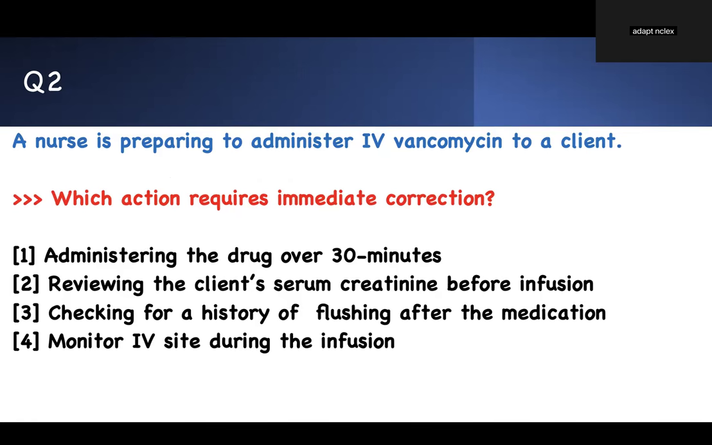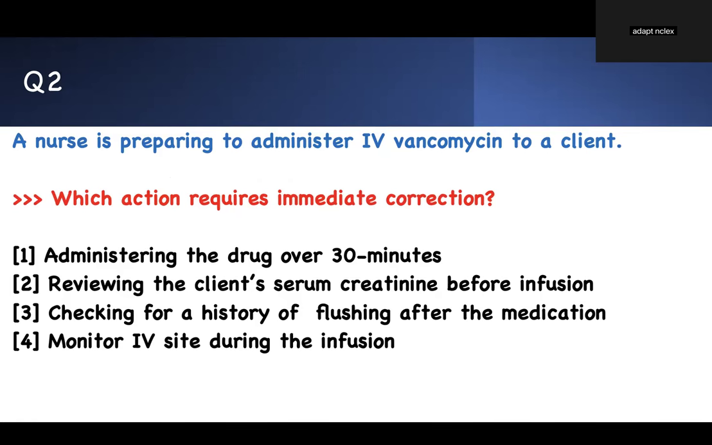So what do you think? Number 1 says give it over 30 minutes. 2 says check their creatinine. 3 says check for previous history of flushing, right? And then monitor the IV site because it's a vesicant. It's a content-level medication administration question. So I'll give you the content associated with it. Giving vancomycin over 30 minutes is too fast. This can cause a problem. It can cause Redman syndrome. You should give it over at least 60 minutes.